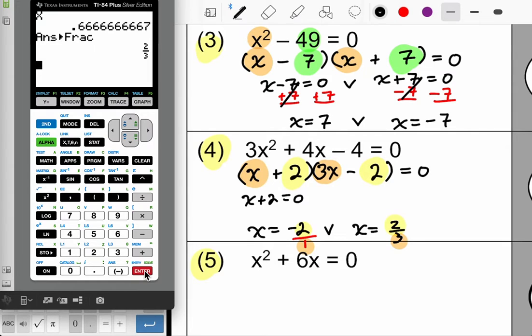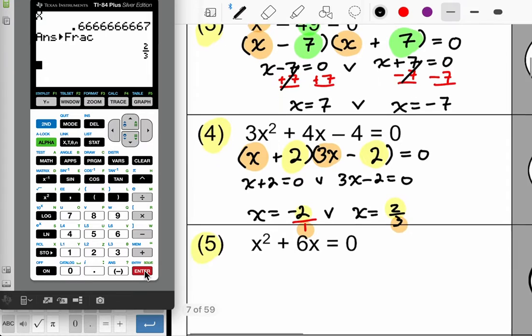So x plus 2 equals 0, or 3x minus 2 equals 0. And then you'd solve each one. But we already know what the solutions are, so we're not going to bother with that.